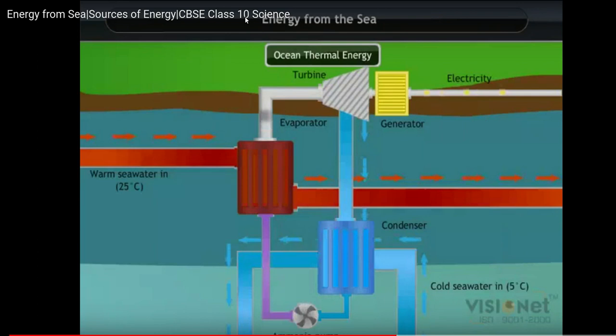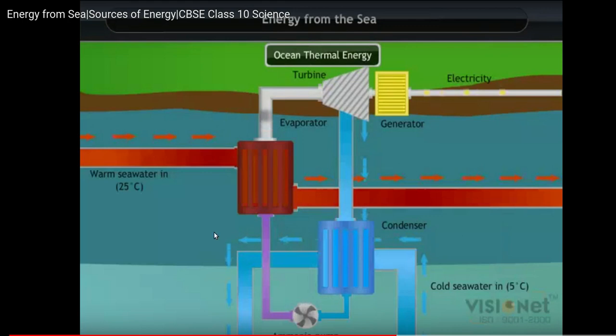The next form is ocean thermal energy. Remember, thermal means hot, correct? So here also there's something to do with heat. One of the things you have to know is that in an ocean, as you go deeper and deeper, the water becomes colder, because on the surface the sun is shining, so the water is hotter, and below there is no sun, so the water becomes colder. So you have the warm seawater and the cold seawater. What we do for ocean thermal energy is use this temperature difference.